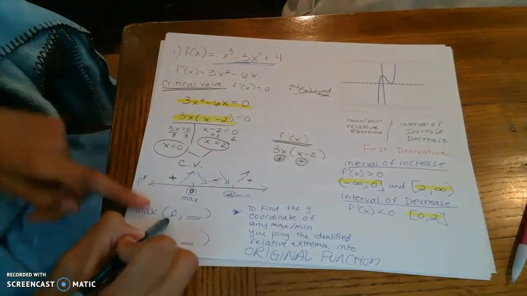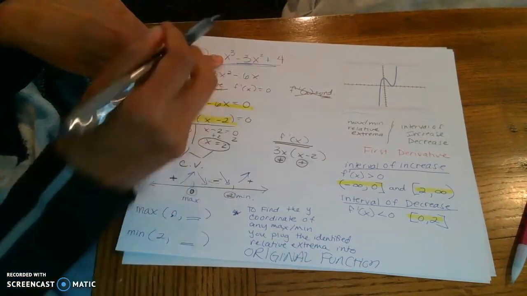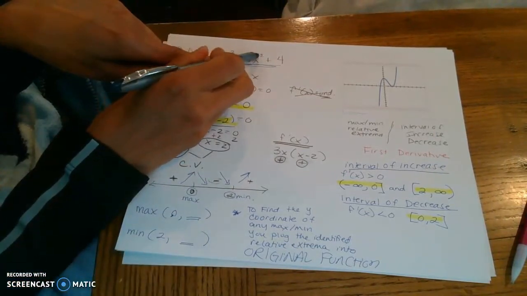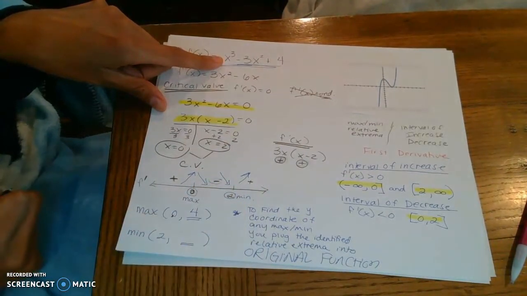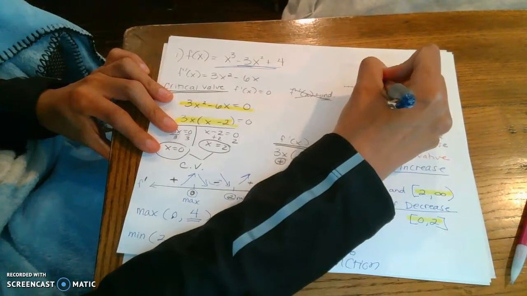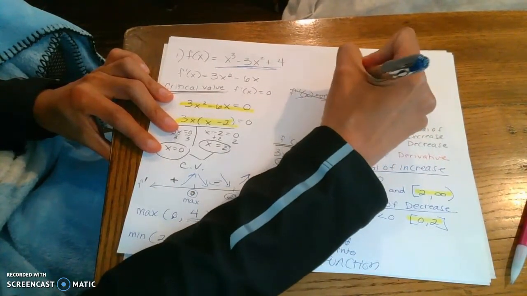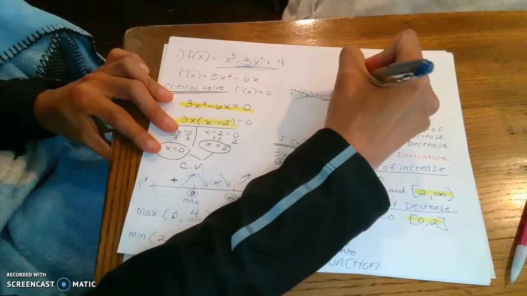So if I take 0 and plug it into this original function, 0 cubed minus 3 times 0 squared plus 4, well, that's just going to be 4. So I happen to have a max at 0, comma 4. And today, I'm lucky that I have a picture. Yes, that is my maximum. And it confirms it's 0, comma 4.